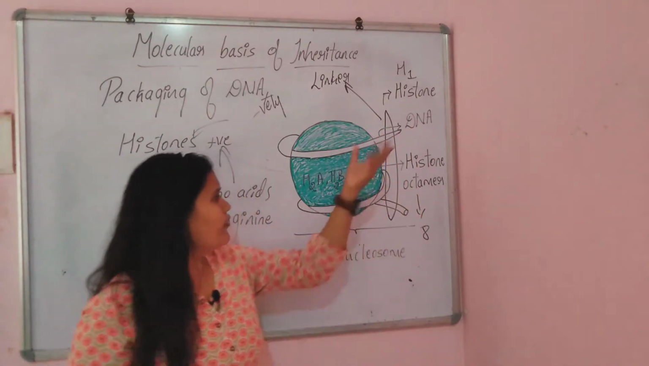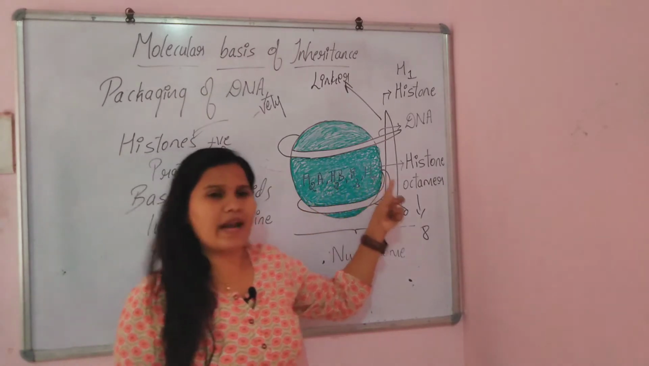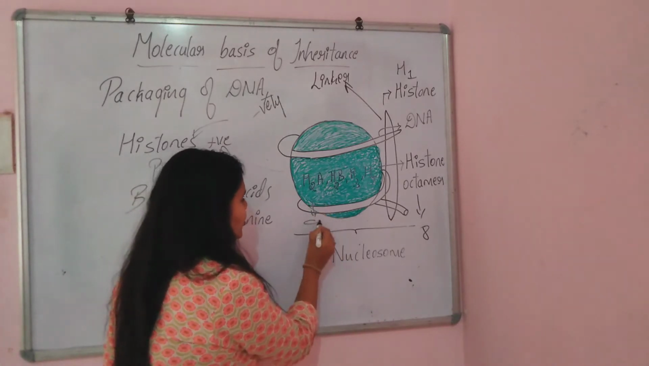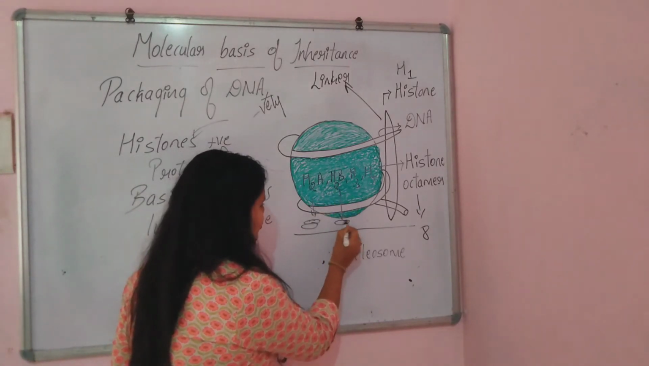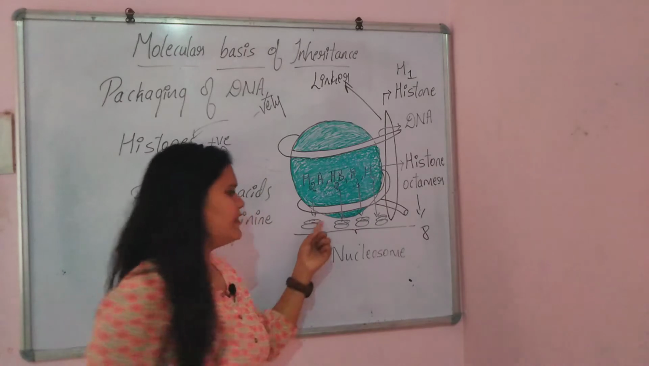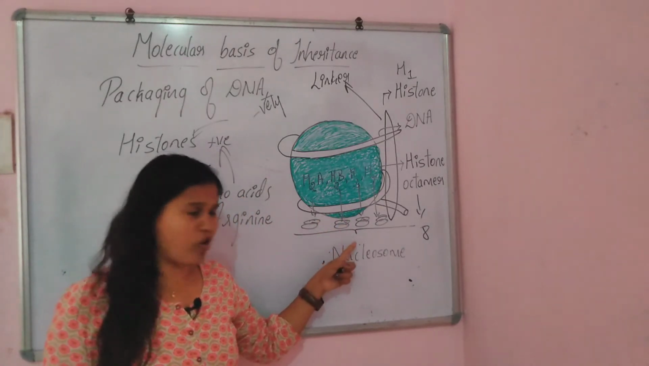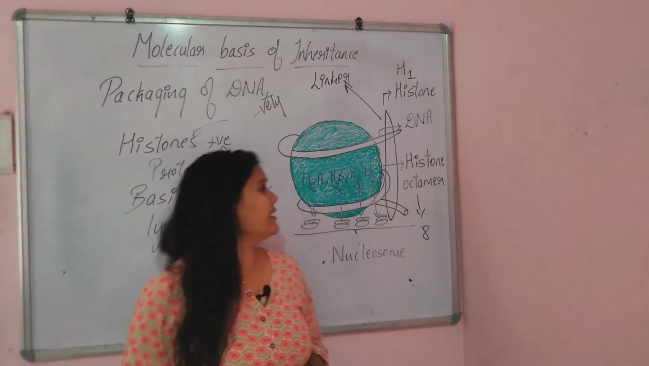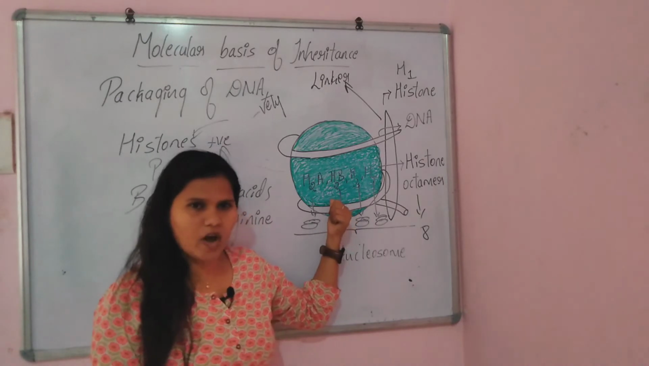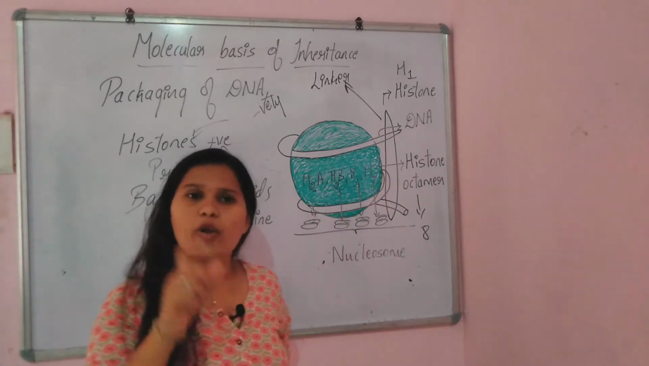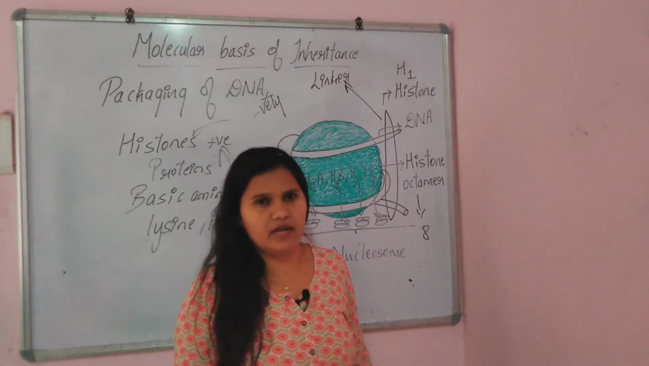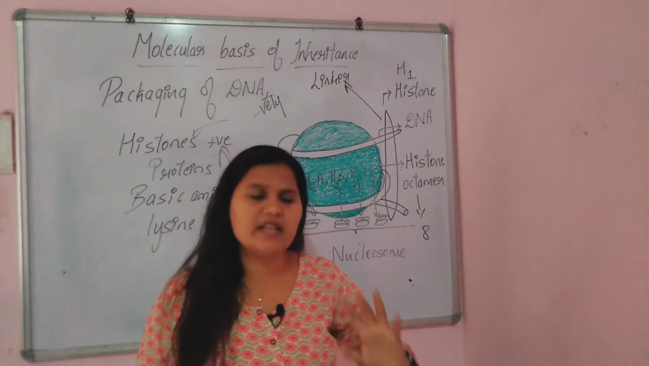The H1 acts as the linker, and let me tell you about it after this. Before that, H2A, H2B, H3 and H4 will form 2, 2 particles each, like this. So this forms 8 molecules: 1, 2, 3, 4, 5, 6, 7, 8. So it is called the histone octamer, where 8 molecules are formed. And H1 acts as a linker. How it acts as a linker is because in each and every cell the DNA will be present.